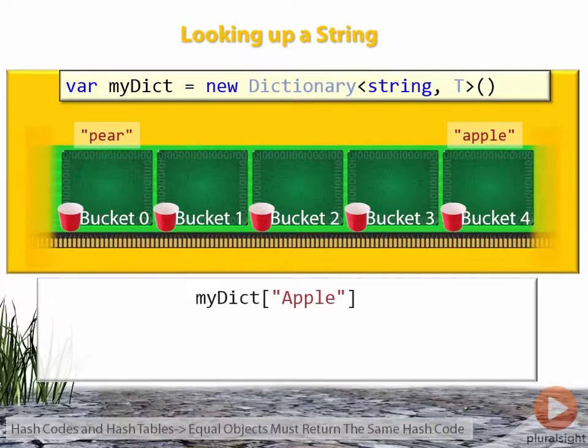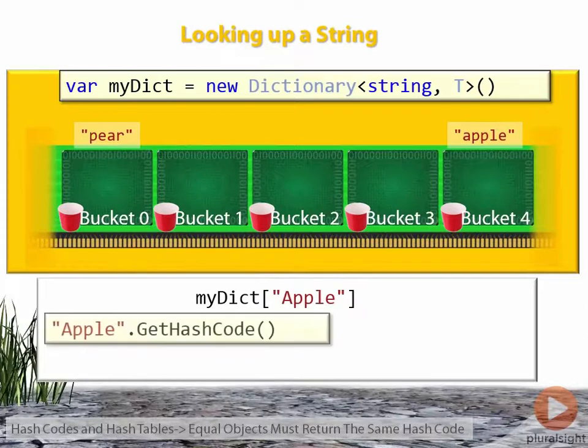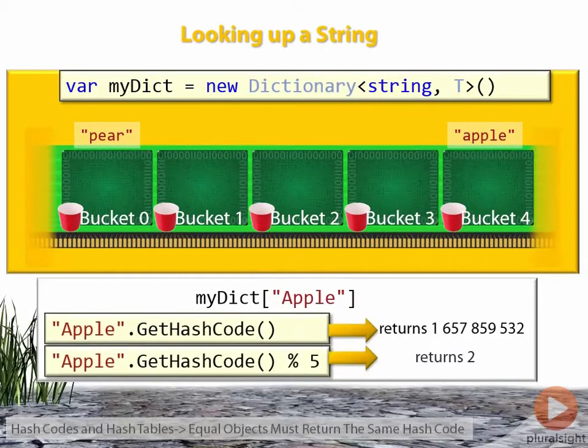Let's assume some code tries to evaluate this expression, mydict square brackets apple, which has the effect of looking up the key apple. But notice the capital A. We follow the same procedure, call getHashCode and divide by 5 and take the remainder. And this time you get the answer 2. Well, that bucket's empty, which tells us that the key apple with a capital A is not in the dictionary.